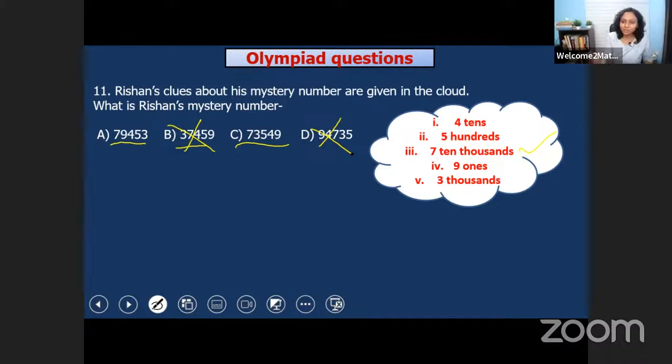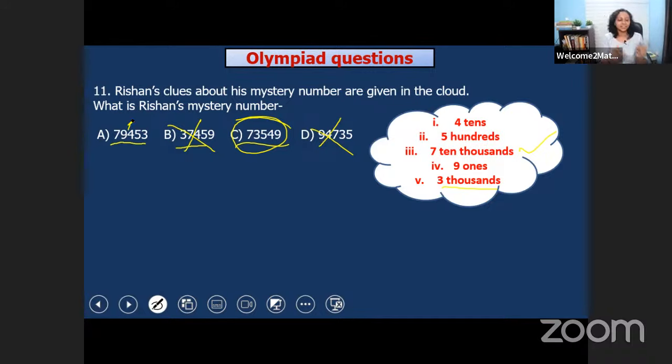What do we have to do? We have to check the next place only, and the next place is the 1000s place, and that is 3000. So the next digit would be 3. So our answer is C. Obviously, the answer is C because here is 9.